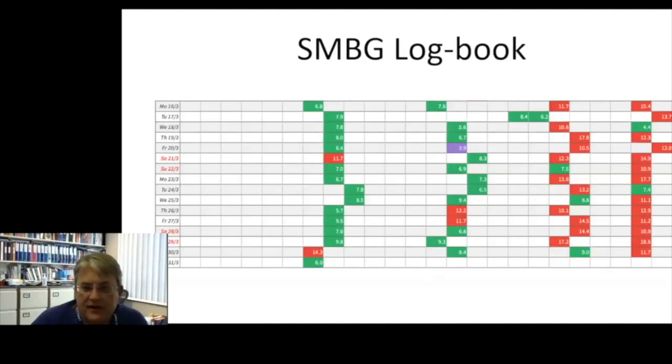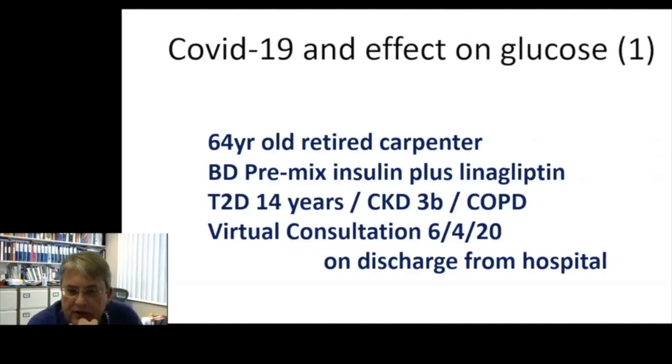I'm not a great believer in looking at numbers, but actually you can see the same thing for this sort of profile on numbers by the way that the logbook is identified. I've got two examples now of people I consulted on the same day a couple of weeks ago, with remarkably similar circumstances actually. A 64-year-old retired carpenter who's on a premix twice daily and linagliptin. He's got CKD3B. He's had diabetes for about 14 years and has got airways disease. And he was discharged from hospital a few days before the virtual consultation. I was informed, and this was a virtual consultation about what should we do post-discharge.